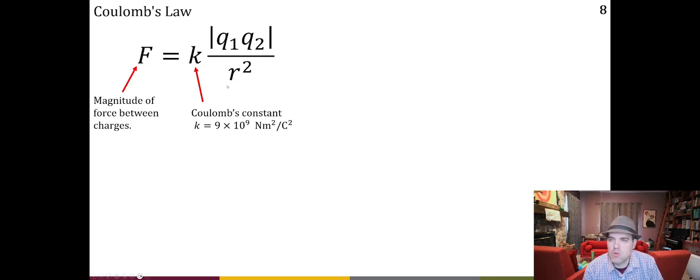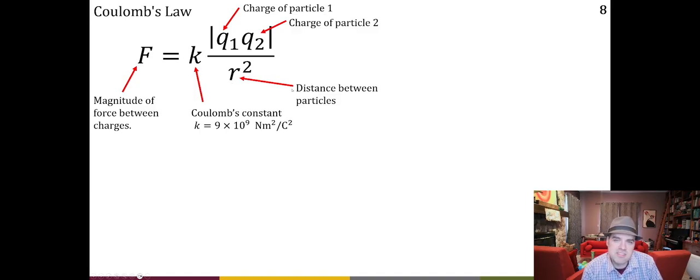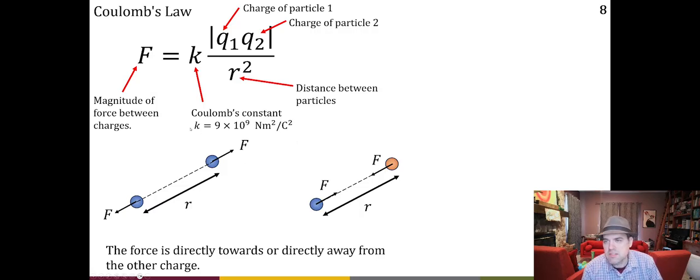Again, think about this as a unit conversion between these two things. Q1 is the charge of particle 1. Q2 is the charge of particle 2. And R is just the distance between those particles. Now, this just gives us the magnitude of the force between them. See this symbol here? This is the magnitude symbol. So if this term here ends up being negative, the magnitude makes it positive. So Coulomb's law just tells you how many newtons. It doesn't tell you the direction.